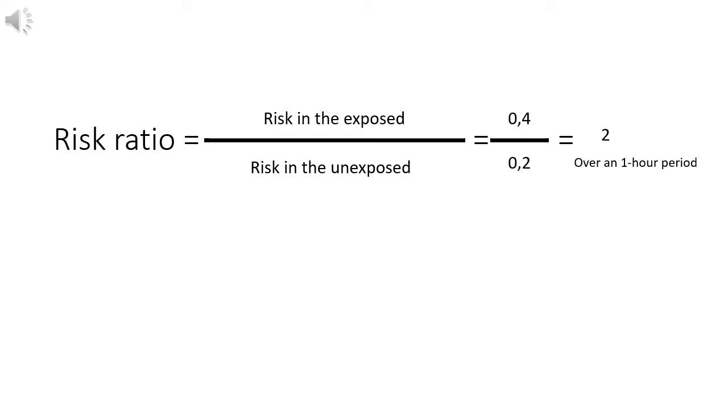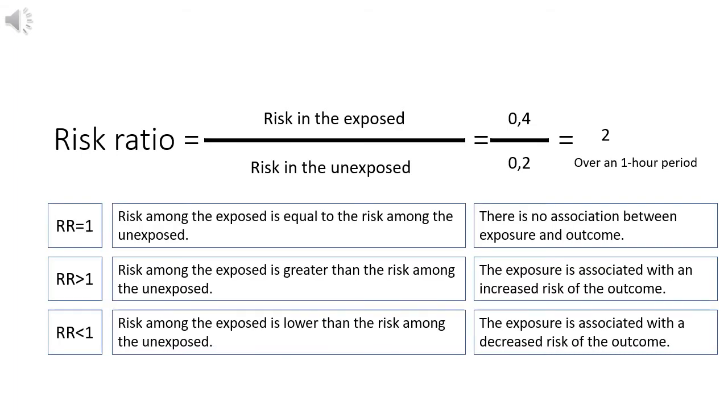How do we interpret it? So if the risk ratio is equal to 1, it means that the risk among the exposed is equal to the risk among the unexposed. In other words, we can say that there is no association between the exposure and outcome.